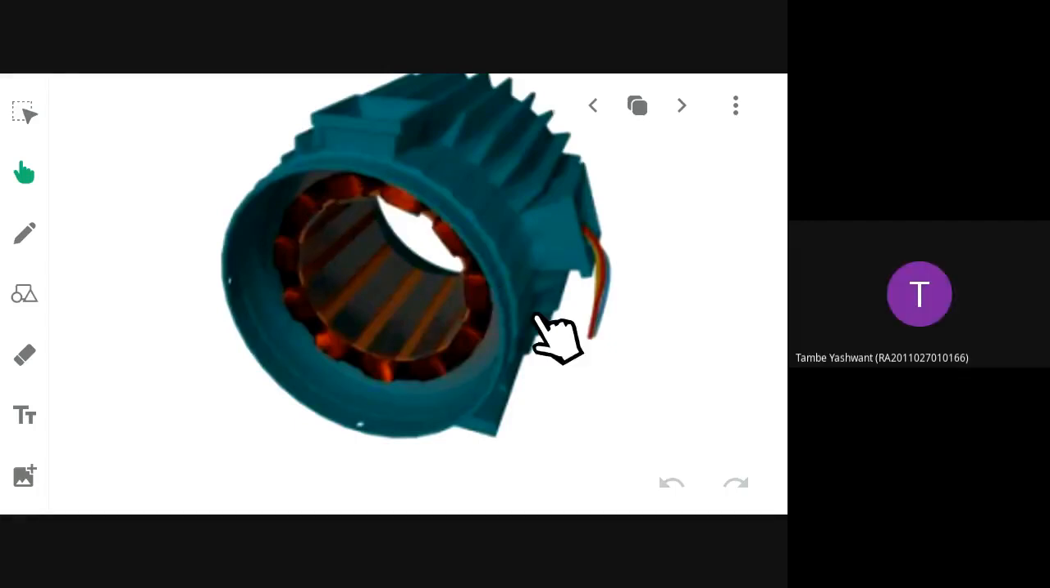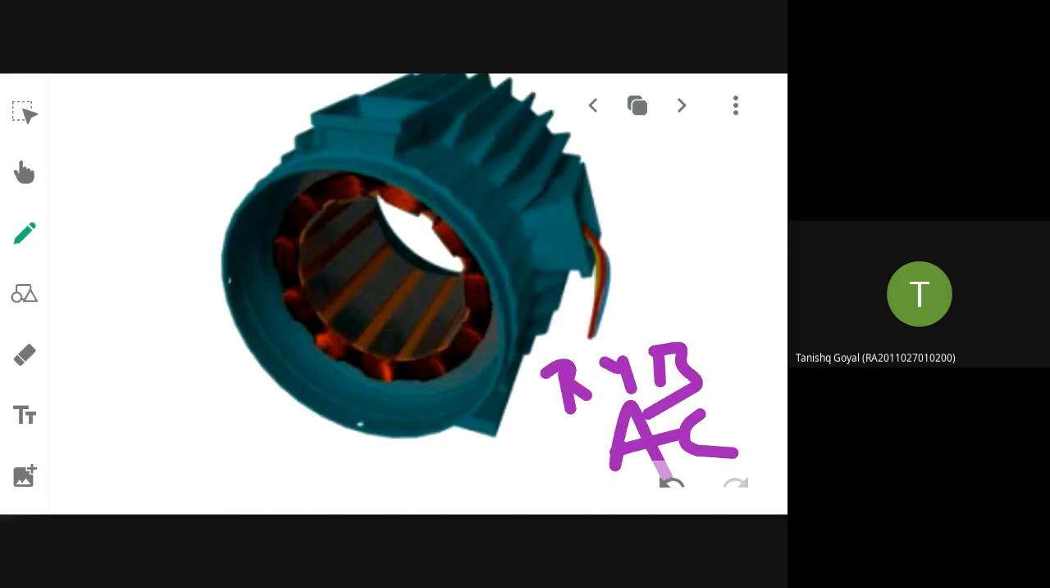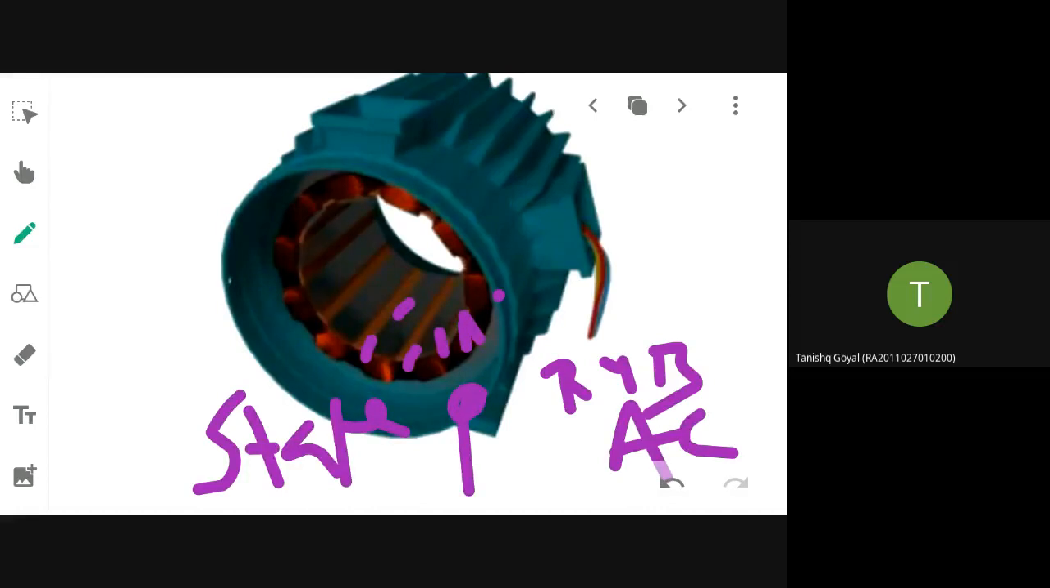The windings are taken out into three terminals. You can see the terminal blocks. The RYB AC supply will be given to them, and it will set up the flux lines here. This is called the stator flux. The stator flux will be stationary, but it will have a magnitude like that.